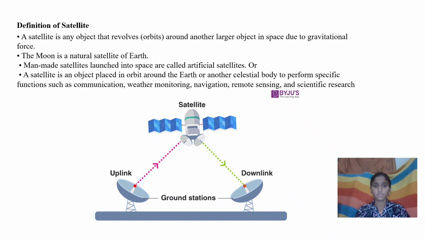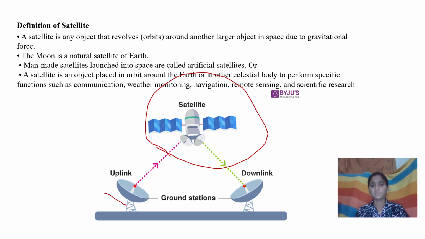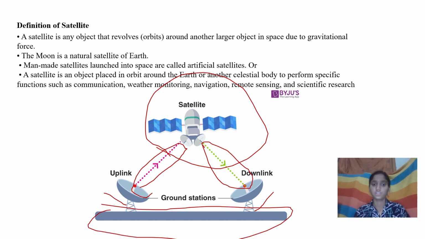Here we can see what a satellite is. This is the satellite, this is the transmitter, and this is the receiver. The link between the transmitter and the satellite is called the uplink. The link between the satellite and the receiver is called the downlink. This is the ground station. This is a tower and this is also a tower. This is the transmitter tower and this is the receiver tower.